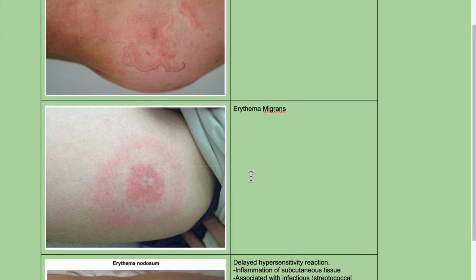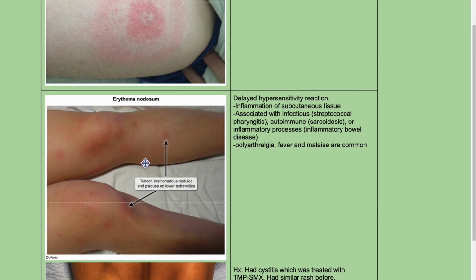This is erythema migrans, target one. And here we have erythema nodosum. This one's important. They test you on this. You should be able to identify that they're tender erythematous nodules and plaques on lower extremities. It is a delayed hypersensitivity reaction, inflammation of subcutaneous tissue. It's associated with infection: streptococcal pharyngitis, autoimmune sarcoidosis, or inflammatory processes, inflammatory bowel disease. Polyarthralgia, fever, and malaise are common.